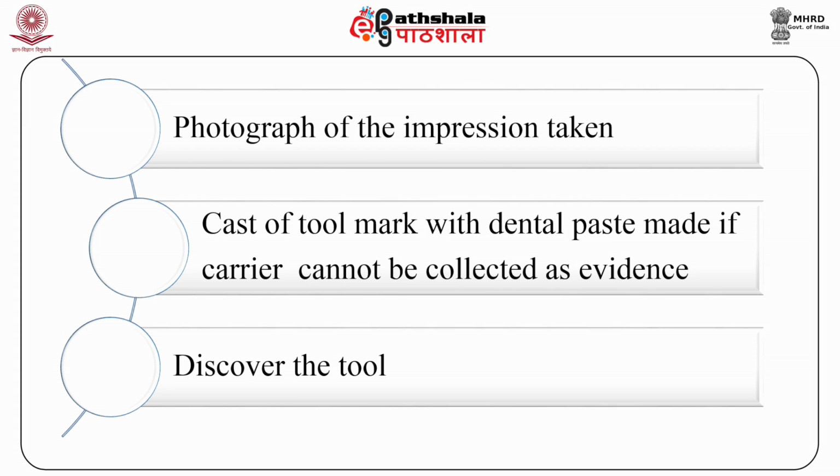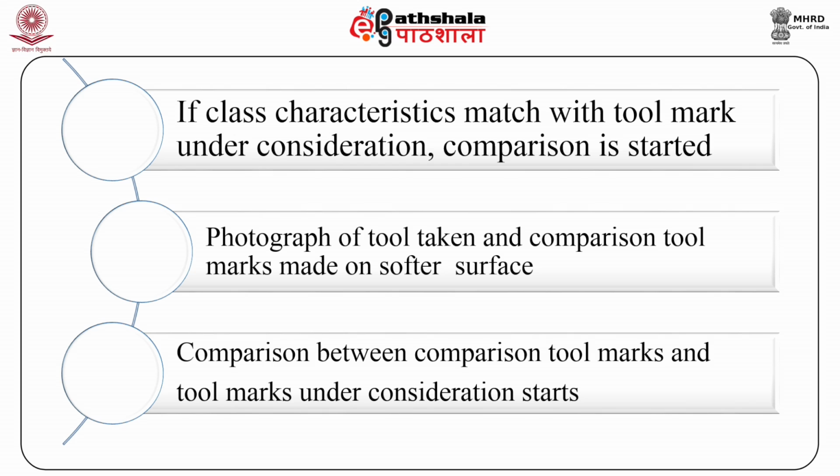If the carrier or the object where the tool mark is located cannot be collected as evidence, then a cast of the tool mark is made with a dental paste. After discovering the tool, if its class characteristics match with those exhibited by the tool mark under consideration, then the comparison process is started. The tool is observed and a photograph is taken, and then the comparison tool marks are made on a softer surface.